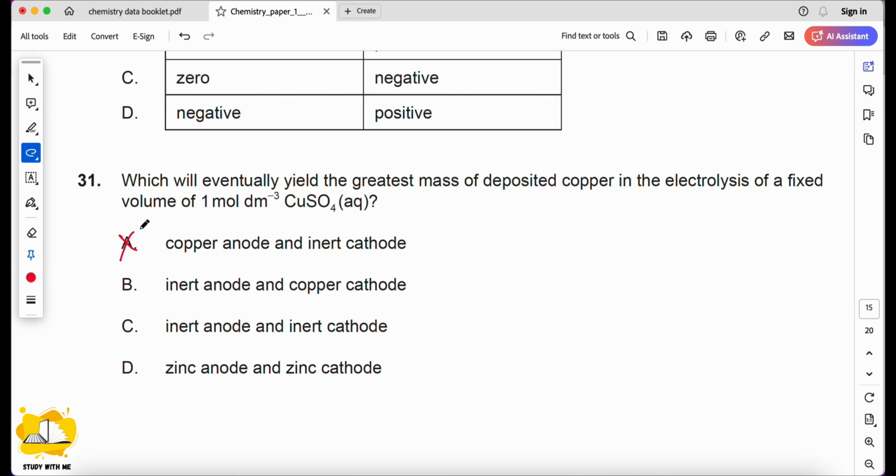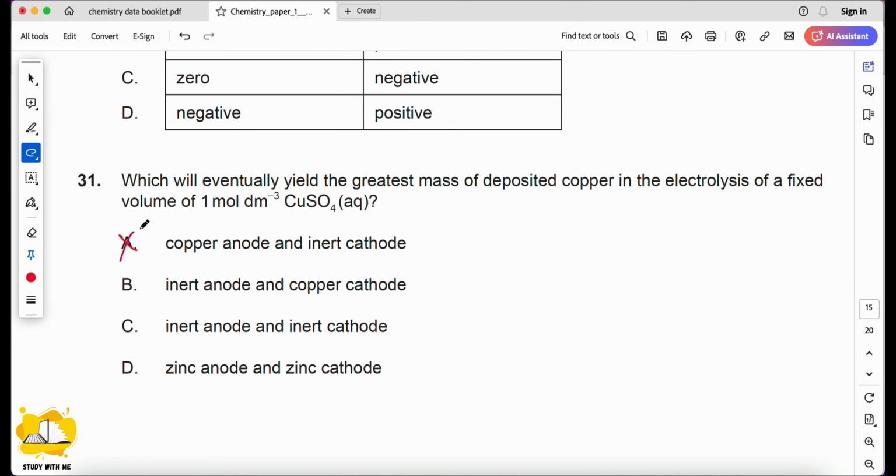So why is the greater mass of deposited copper at the cathode while not at the anode? You know, the copper ions in the solution migrate towards the cathode.